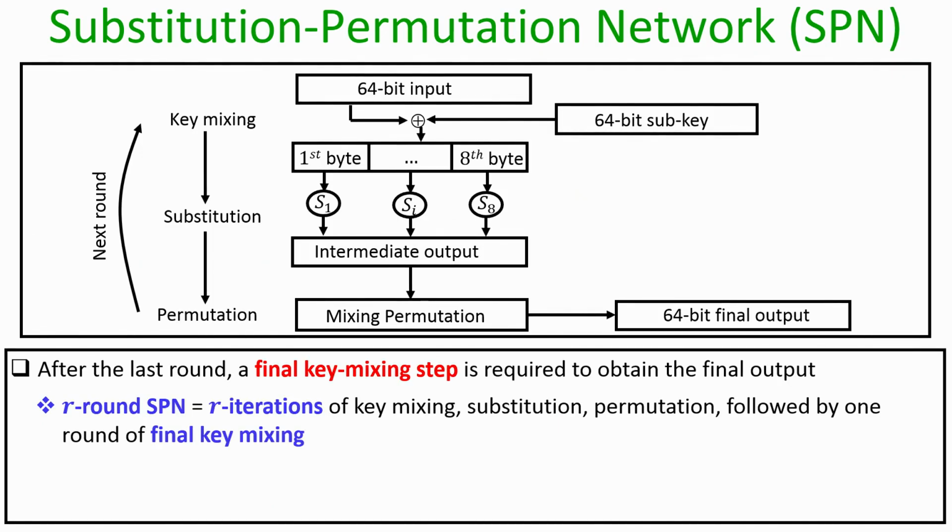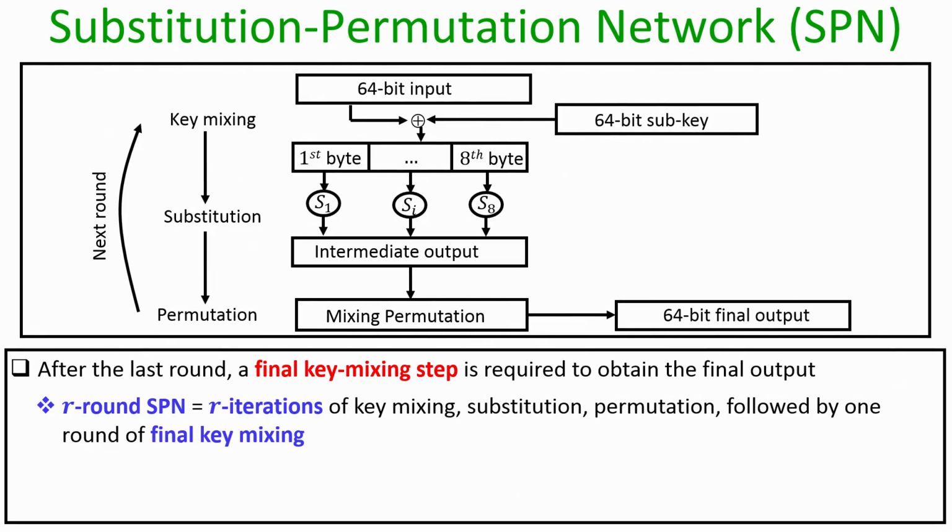Okay. So, if I say that I have a keyed permutation designed using an R round SPN, then it means that we have done R iterations of key mixing followed by substitution followed by permutation, and these R iterations are finally followed by one final round of key mixing, right.